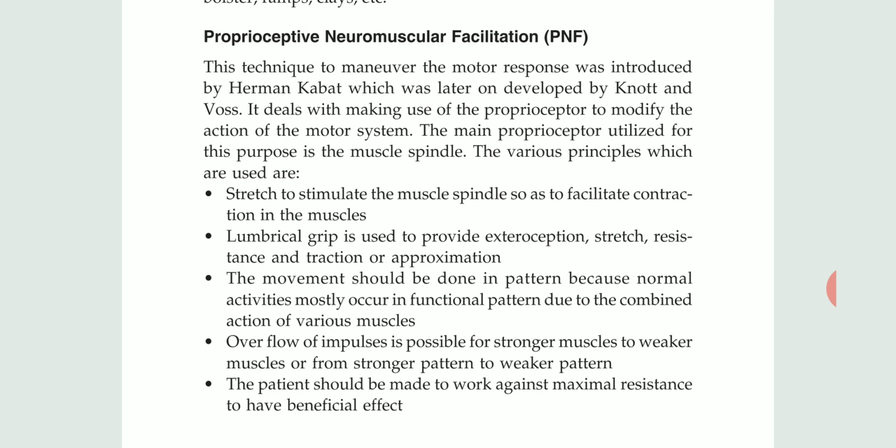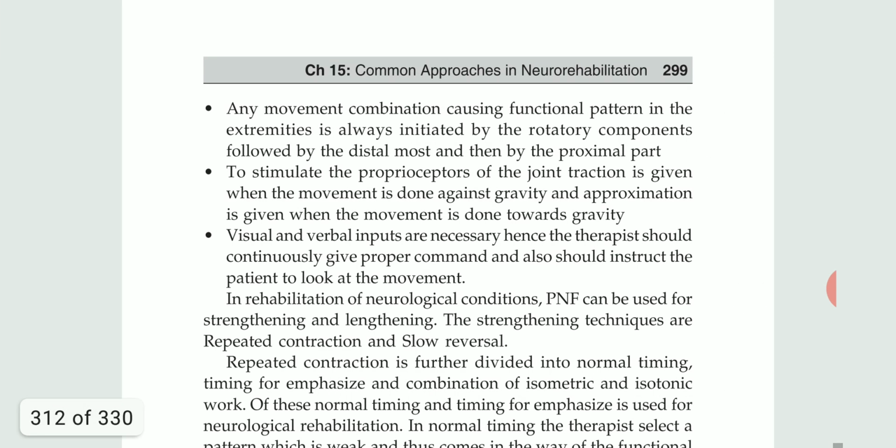The movement should be done in pattern because normal activities mostly occur in functional patterns due to the combined action of various muscles. Overflow of impulses is possible from stronger muscles to weaker muscles or from stronger pattern to weaker pattern. The patient should be made to work against maximal resistance to have a beneficial effect. Any movement combination causing a functional pattern in the extremities is always initiated by the rotatory components, followed by the distalmost and then by the proximal part.